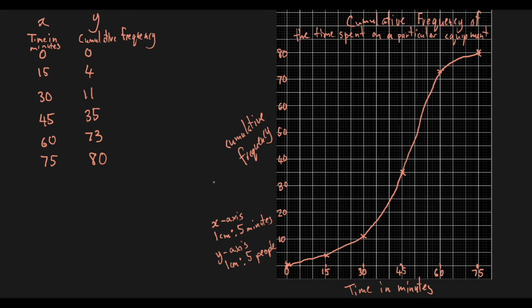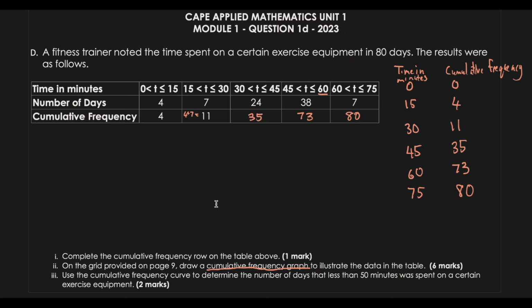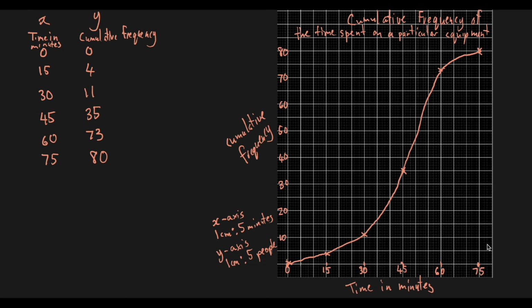So let's see what we have to do next. The next part says to use the cumulative frequency curve to determine the number of days that less than 50 minutes was spent on a certain exercise equipment. So we look for 50 minutes. This is 45, 50, 55, 60, so right here is 50 minutes.